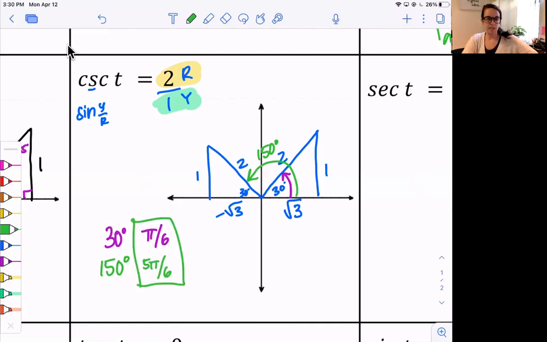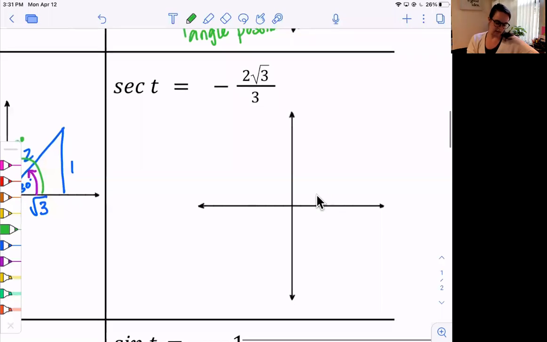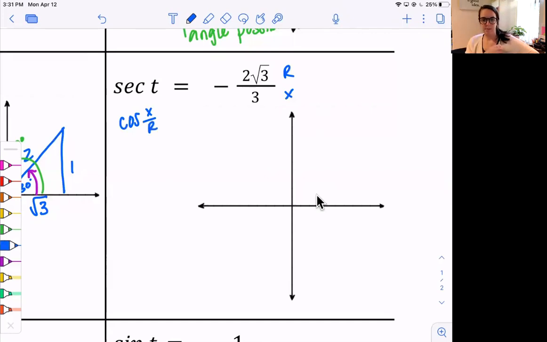So cosecant, very similar. We just make sure to flip it over here and then find our 2 triangles. Secant is the opposite of cosine. Cosine is x over r, so this would be r over x.